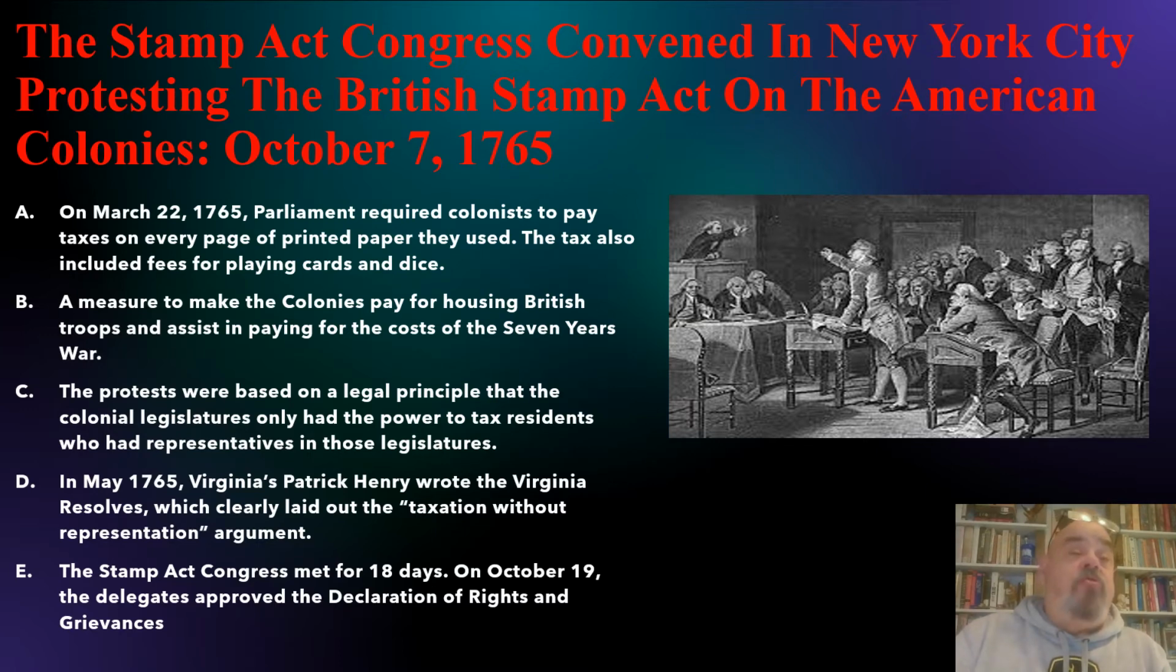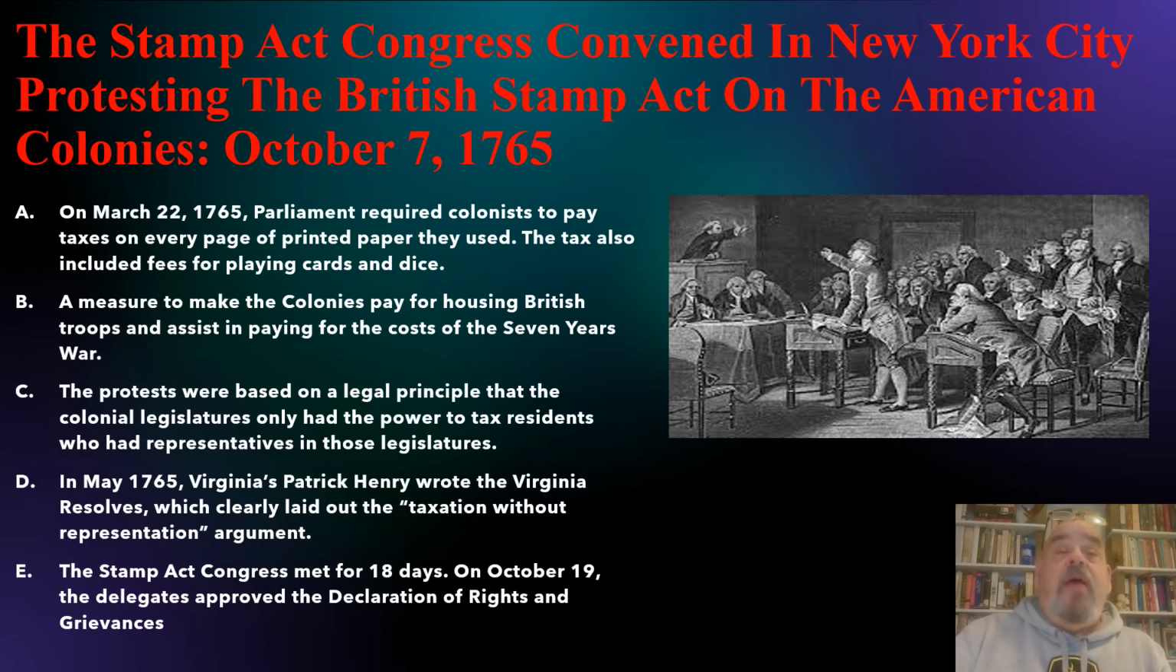Quote, trial by jury is inherent, an invaluable right of every British subject in these colonies. So admiralty courts had no jury. They had a judge and sometimes a panel of judges, which were officers of the Navy who made those decisions.